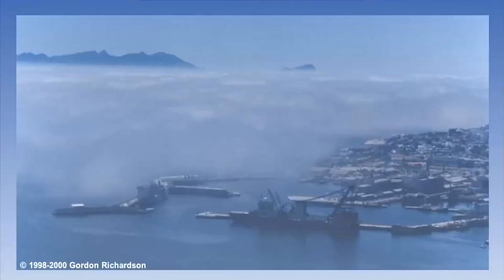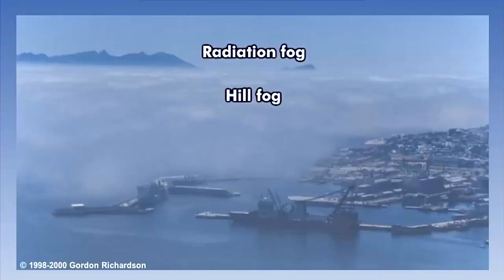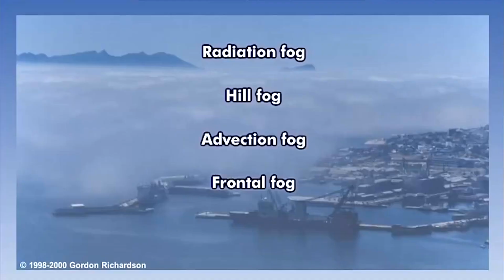There are 5 types of fog that have been identified. These are radiation fog, hill fog, advection fog, frontal fog, and Arctic or steam fog. Let's look at these in turn.